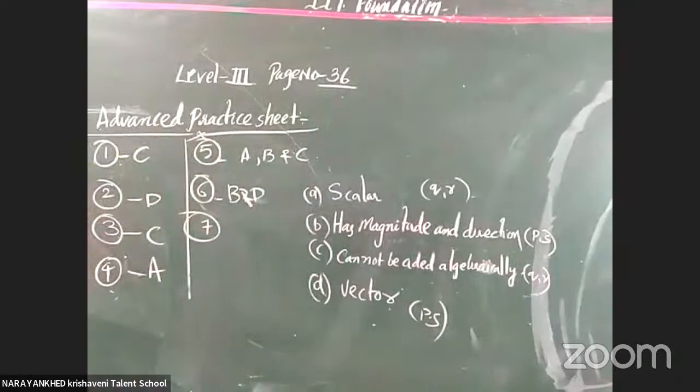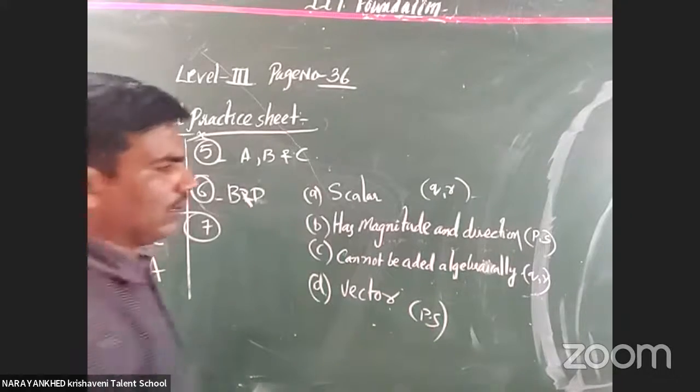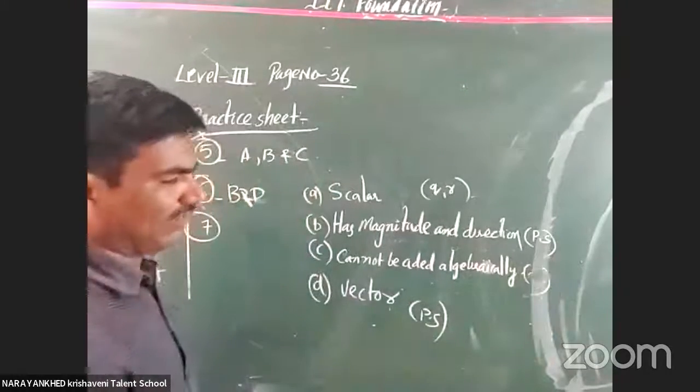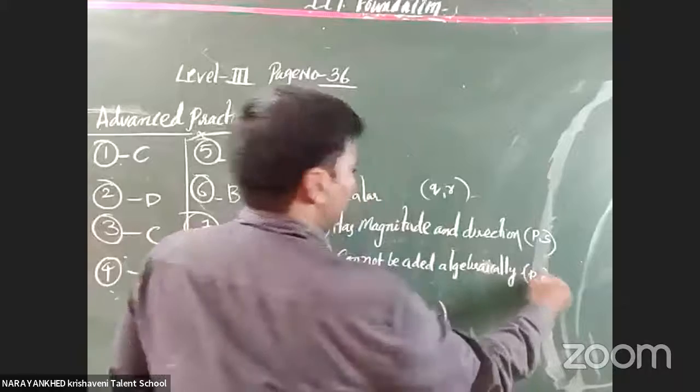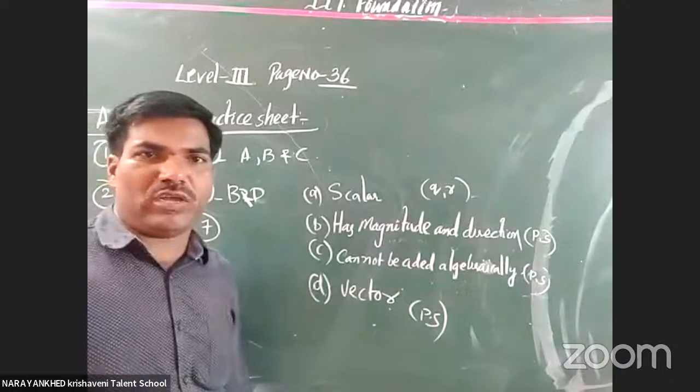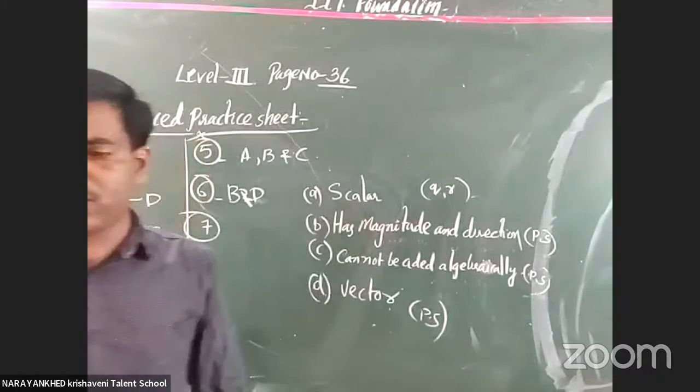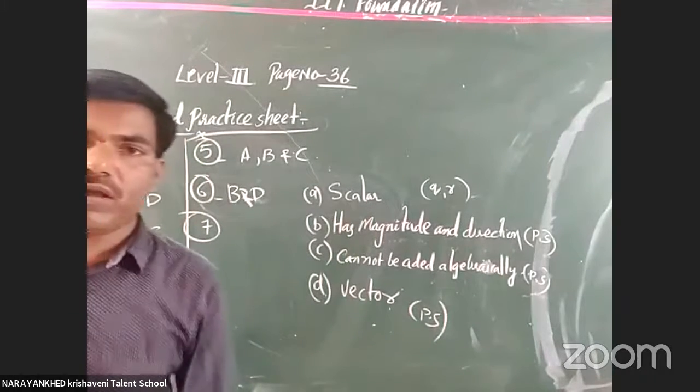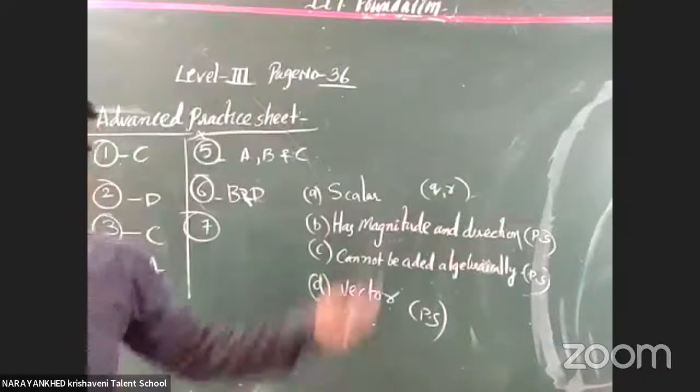Cannot be added algebraically. That is P and S only. Simply it is not possible to add them. All are P and S only. Just one is the Q and R answer. Okay, clear or not, all the students? Yes, there are two answers.